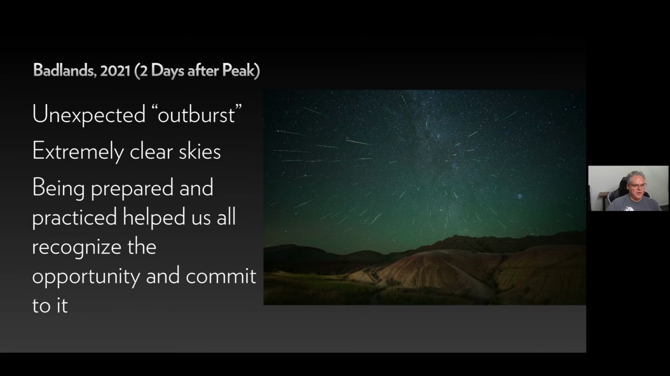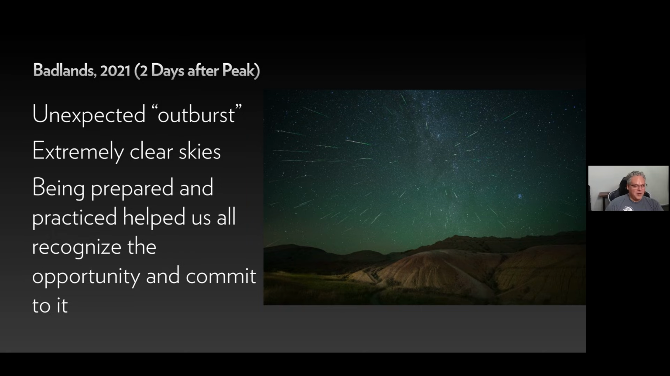This was where we were out taking pictures of other things, and we noticed that there just happened to be a lot of meteors going on. And then one of the attendees said, "This is an outburst," which means 50 to 100% more meteors than predicted. And that night there was predicted like 20 meteors per hour, and it was like 100. So we all knew what to do.